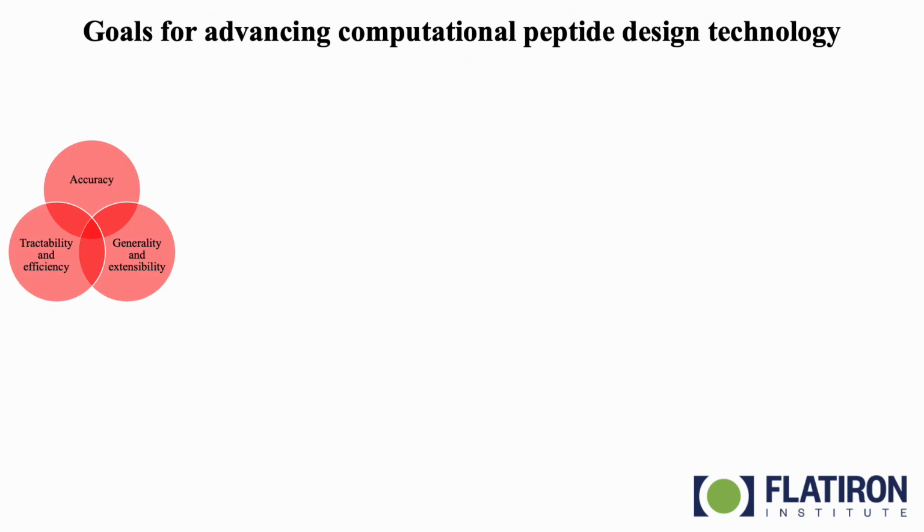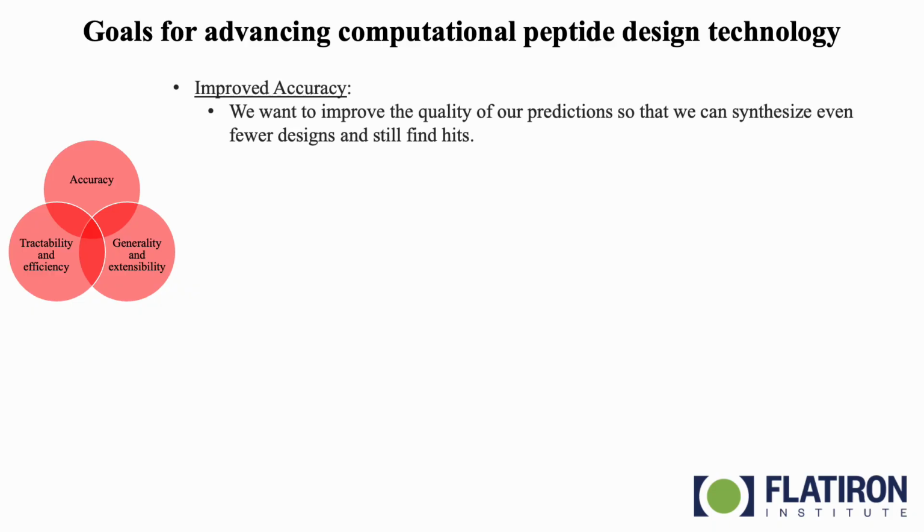Now, we want to make these methods better, as I said. And there are kind of 3 areas in which we want to do that. First is accuracy. The more accurate we can make our predictions, the fewer experiments we need to perform in order to find a hit. If our success rate out of the computer is 1 in 10, we need to do on average 10 experiments. If our success rate were 1 in 2, we would on average need to do 2 experiments.